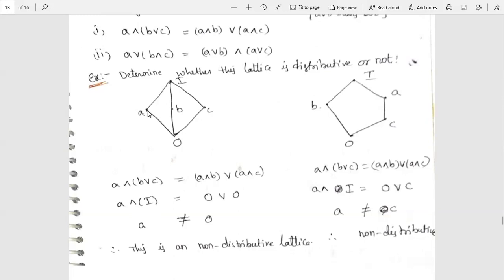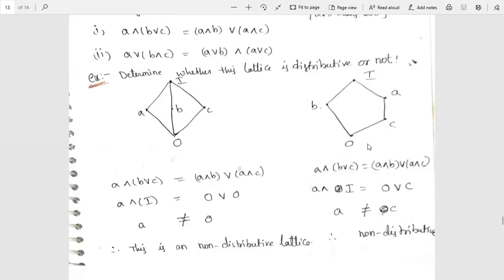A meet B is the greatest lower bound, that is 0, and A meet C also has greatest lower bound 0. So 0 join 0 is 0 itself, the least element. So here the left hand side is not equal to the right hand side. From this we say that the given lattice is not distributive. This is a non-distributive lattice.